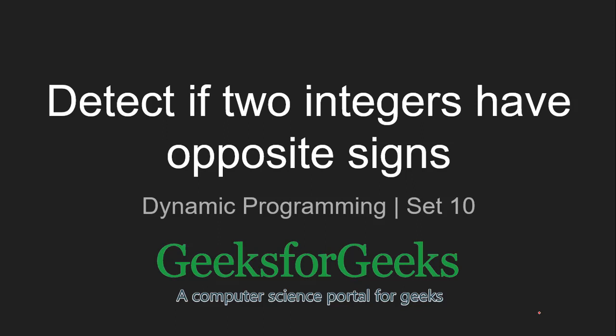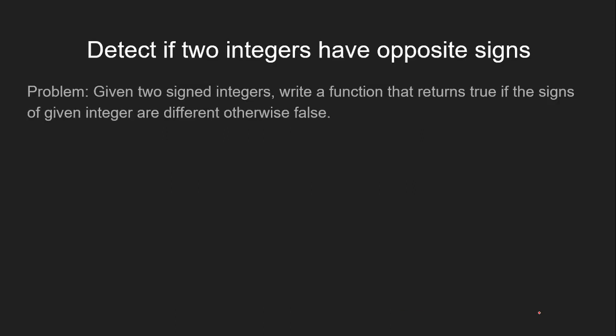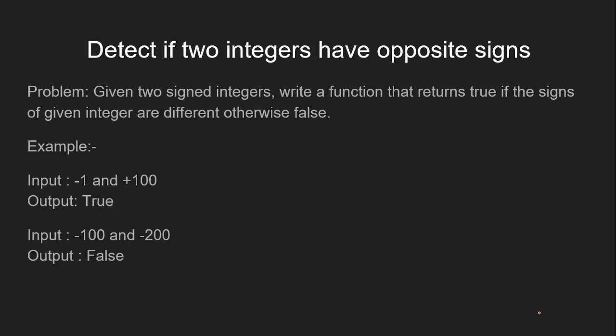Today we are going to see another problem, how to detect if two integers have opposite signs. The problem statement is, given two signed integers, write a function that returns true if the signs of given integers are different, otherwise false. For instance, if the input is -1 and +100, the output is true because both the numbers are of opposite sign. If the input numbers are -100 and -200, the output is false because both the numbers are of same sign.